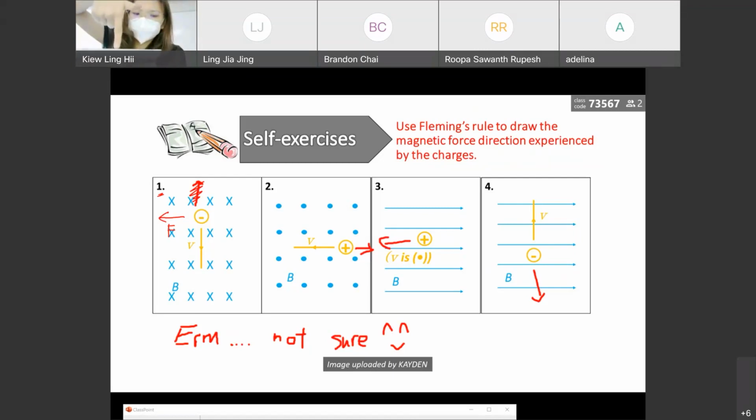So B is into the screen. Then the velocity is down. So follow the screen, it's down. So where does your thumb show? Isn't it to the left?